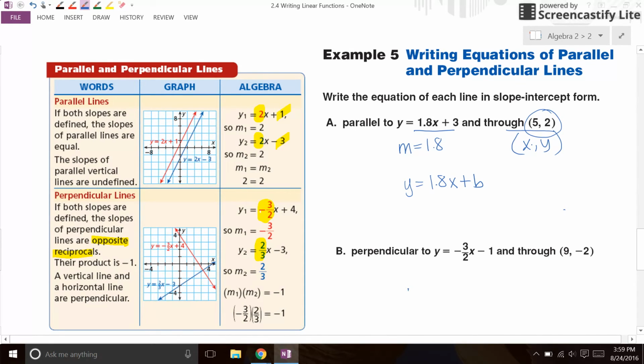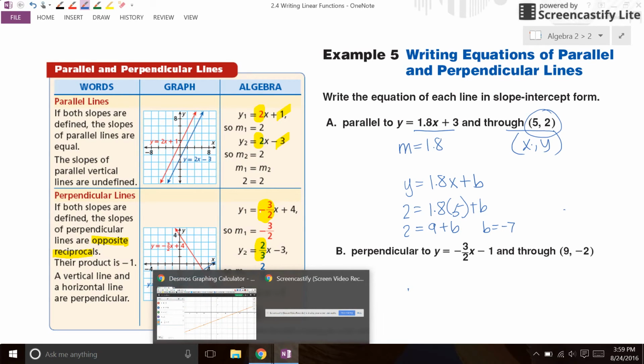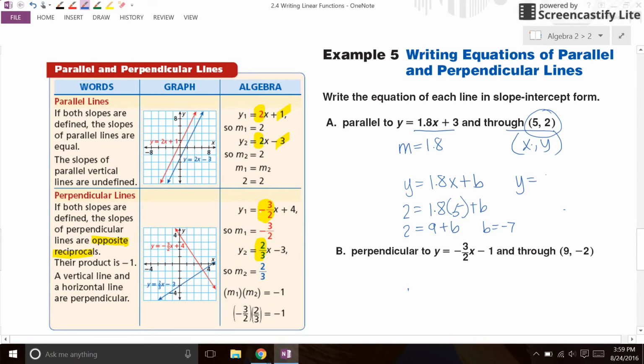So I'll plug them in. I'll be like 2 is equal to 1.8 times x, which is 5, plus b. Sorry that's so sloppy. What is 1.8 of 5? That's like 9. So 2 equals 9 plus b. So b is -7. And now I have the equation. y equals 1.8x minus 7. There is your equation that is parallel to the other line, going through the point 5, 2.